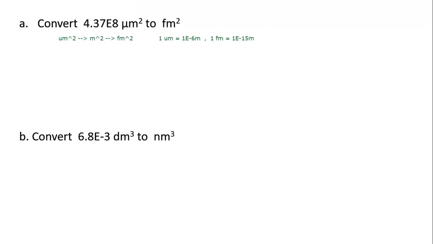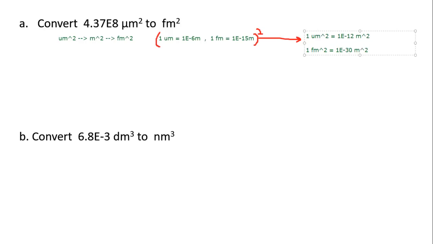So what we're going to do is take these conversion factors and square them. Whenever you square an exponent, you just multiply that exponent by 2. So 1 squared is 1, so we get 1 micrometer squared equals 1 e to the negative 12th meters squared, and 1 femtometer squared is 1 e to the negative 30th meters squared.